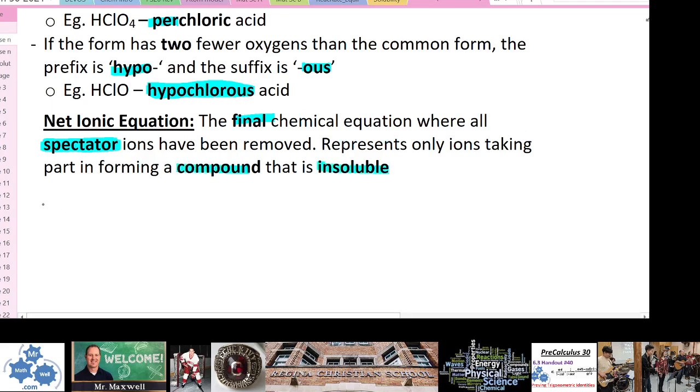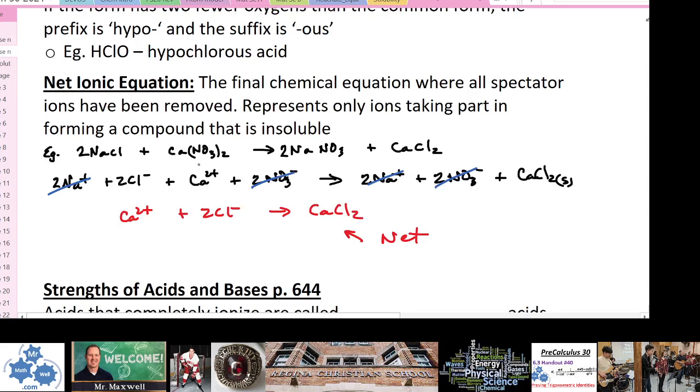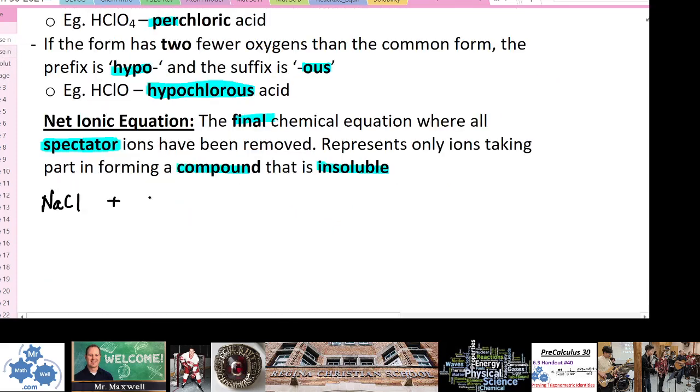So an example might be this. If you have sodium chloride plus, let me take a look, calcium nitrate was my example. Calcium nitrate, and we're going to have to write that properly, of course, 2 nitrates for 1 calcium. Now that's going to produce, let's pretend this is a double replacement, NaNO3 and CaCl2. So we're going to have to balance this a little bit.